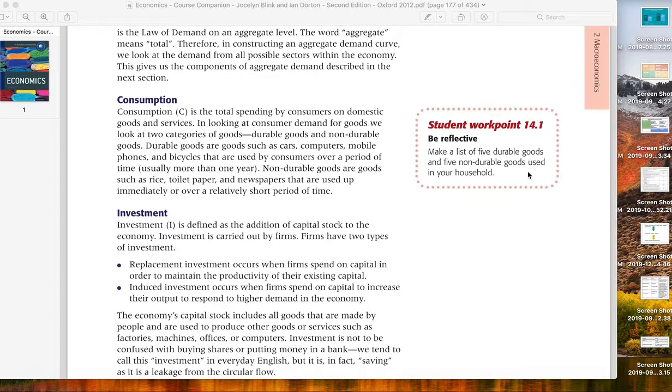When you look at consumer demands for goods, you're looking at two categories, and this is something new, so you're going to have to get familiar with these terms: durable versus non-durable goods. Durable goods is exactly how it sounds. They're strong, right? They last for over a year. They're things like cars, mobile phones, bicycles. It's not something you just throw away within a year. Non-durable goods are goods like rice, toilet paper, newspapers. They're things used over a short period of time. You use them up and get rid of them. So whenever we're talking consumption, we always look at durable and non-durable goods. But consumption is the total spending in the domestic market.